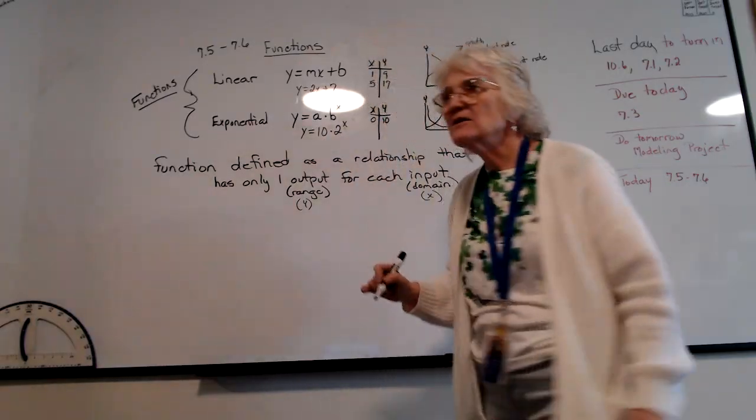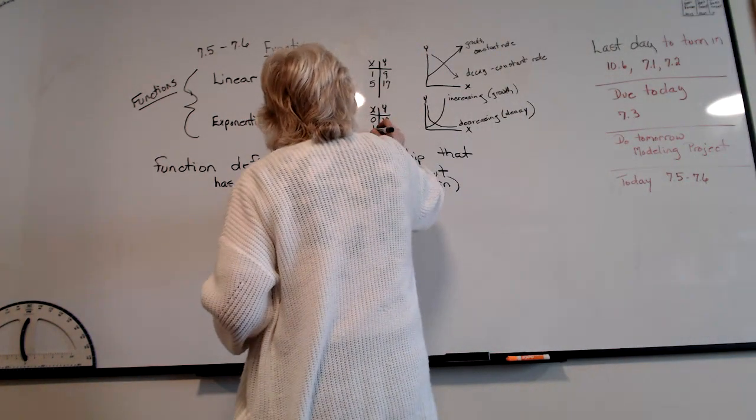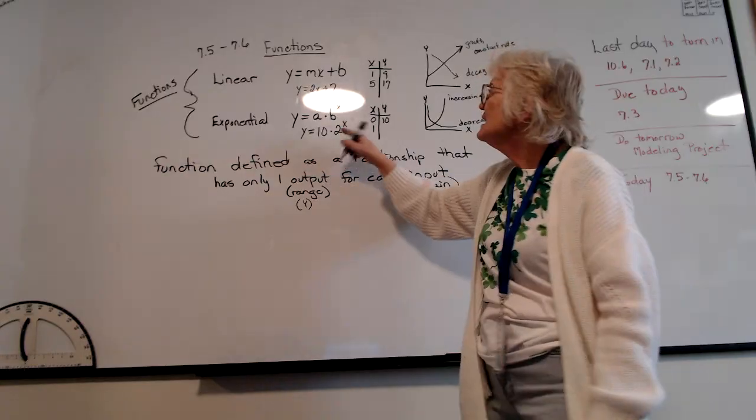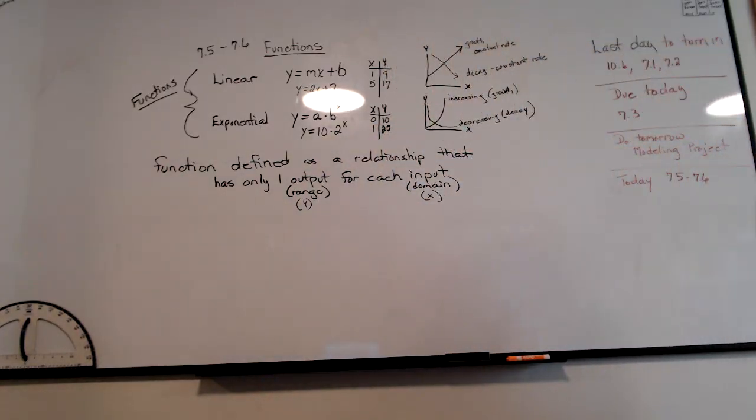I don't get anything else because remember 2 to the 0 power is 1. 1 times 10 is 10. I don't get 20. I don't get 35. I only get one number, that's 10. Okay. If I put 1 in, I get 20 as my answer. I only get the answer 20. I don't get anything else. So every time I put something in, I only get one answer. That's what a function is.